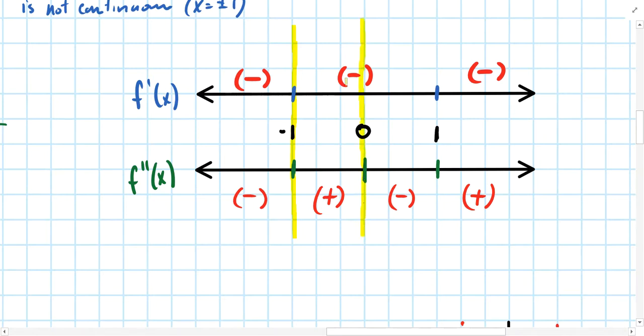In this region here, the function continues to decrease. It's decreasing the whole way between negative 1 and positive 1. But between negative 1 and 0, it's decreasing yet concave up. And then from 0 to 1, it's still decreasing, but concave down. So it changes concavity, and therefore we do have an inflection point here. We weren't certain of it before, but now that we see the change in second derivative, we know that that is an inflection point.